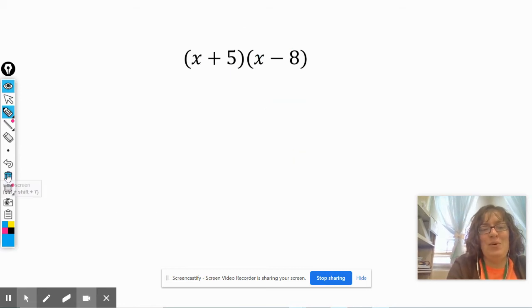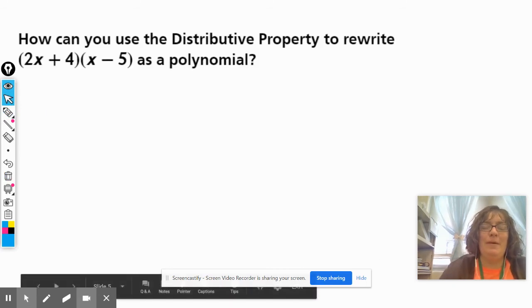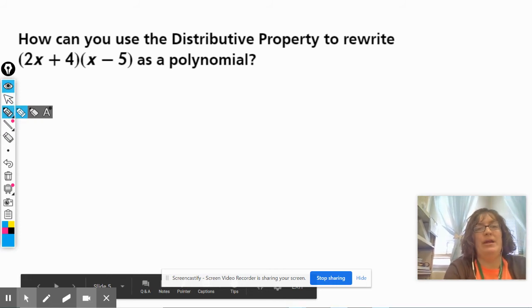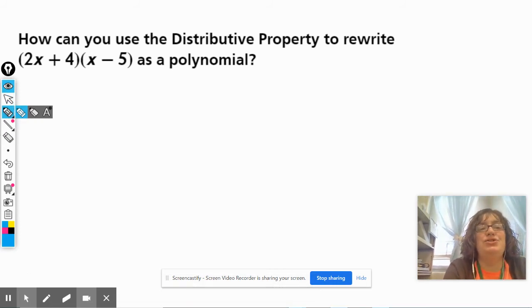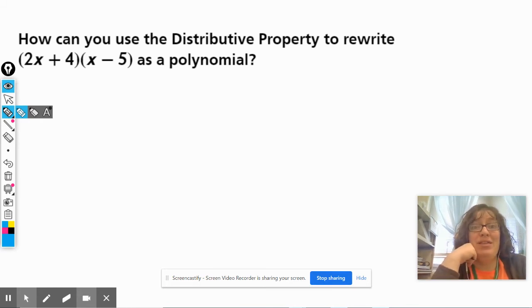All right, let's try one more together. They ask here, how can you use the distributive property to multiply these two binomials? Again, box method or FOIL method is using the distributive property. They're just different ways of organizing. So you can choose whichever method you like. Try one, then maybe try the other, or if you're struggling with one, try the other and see what you think. We'll do this one with the FOIL method first.